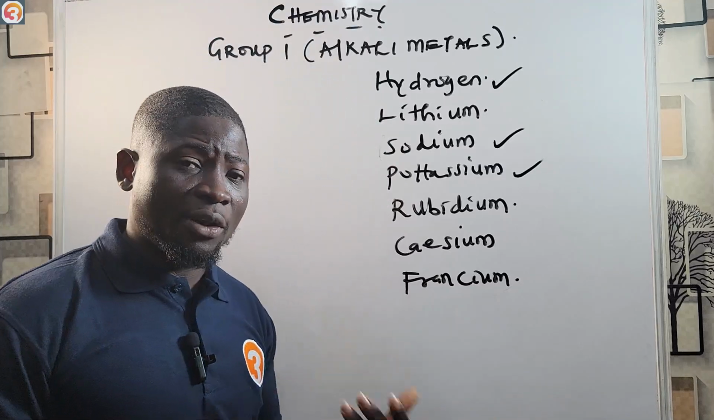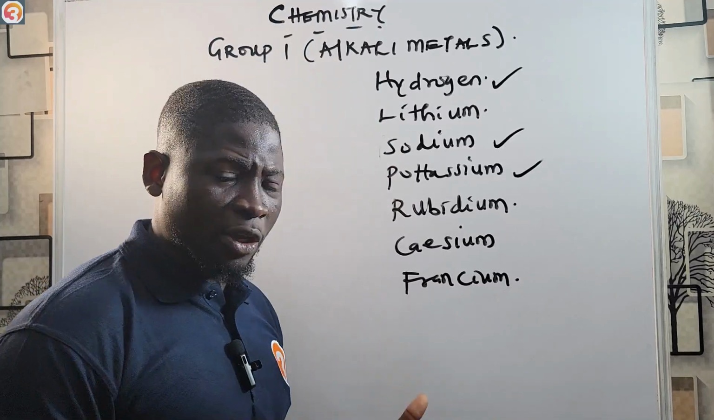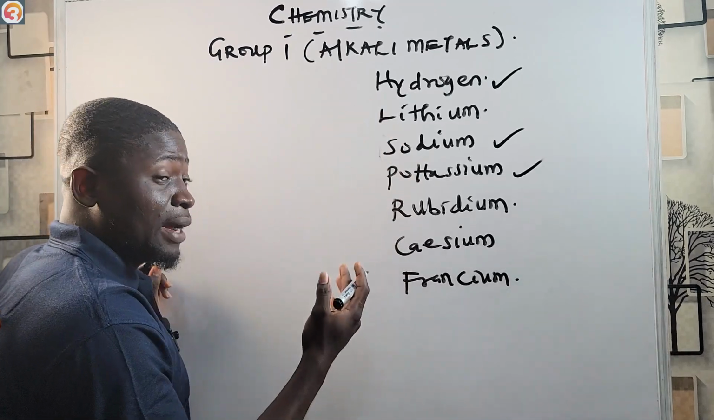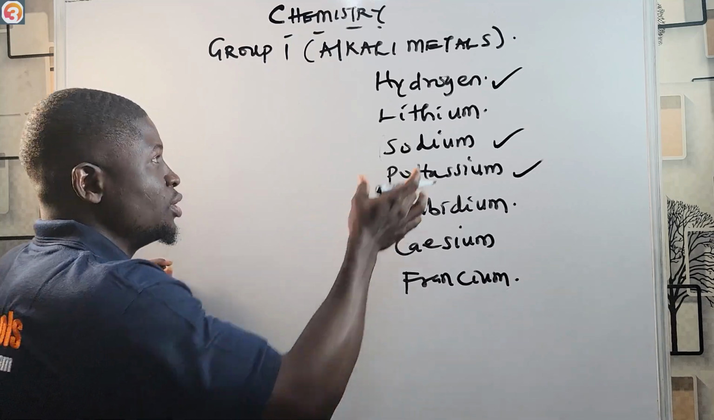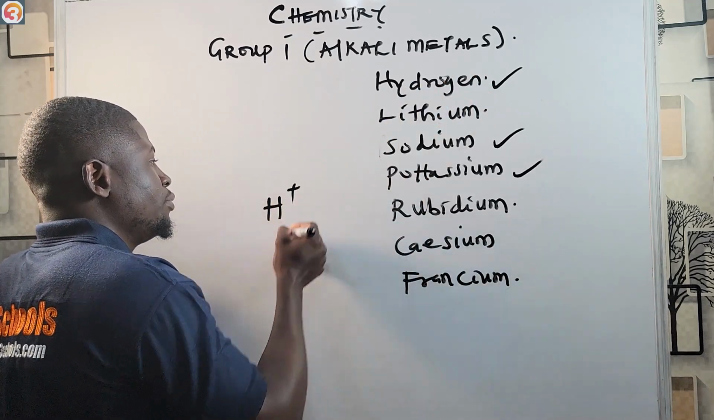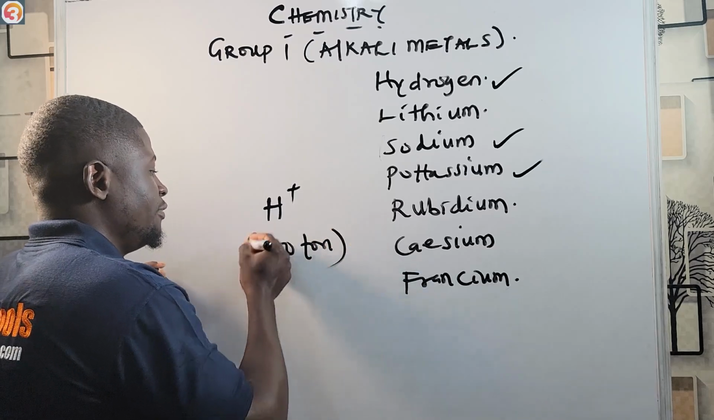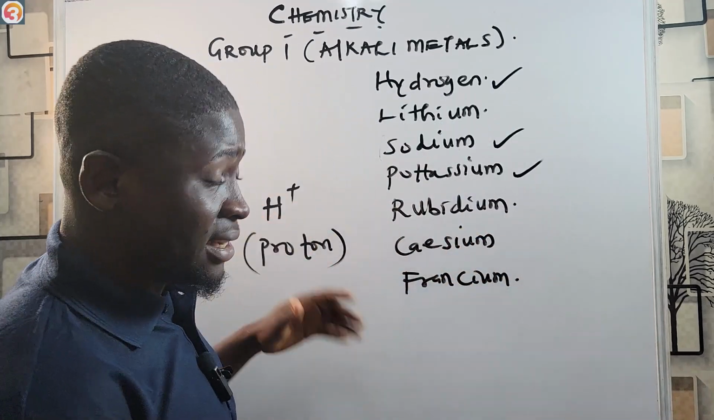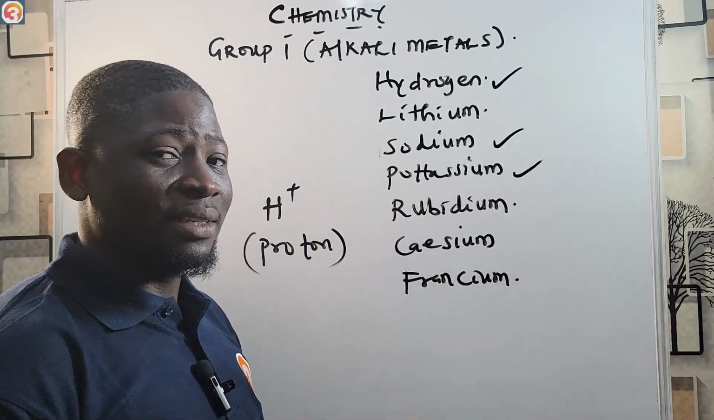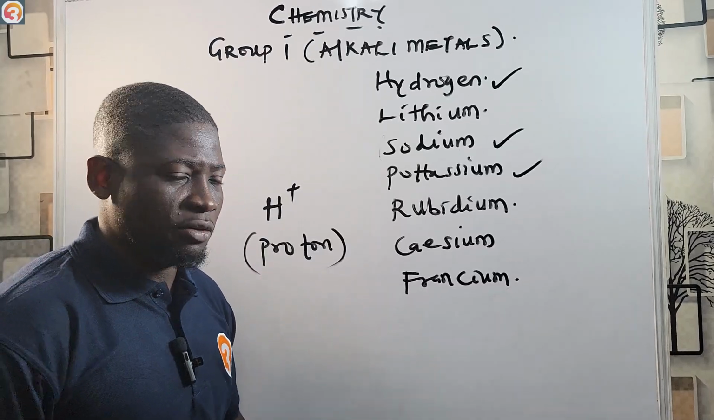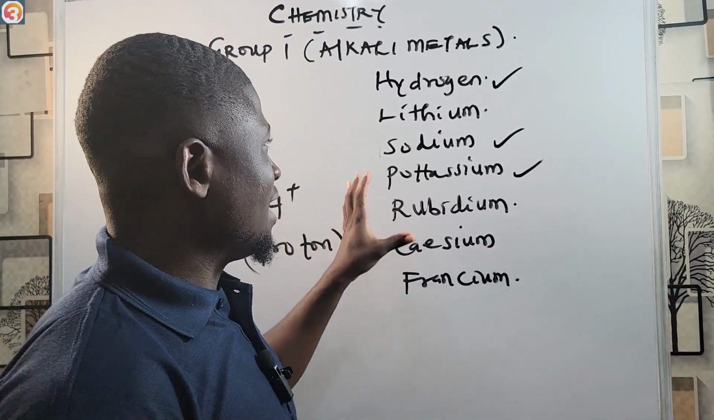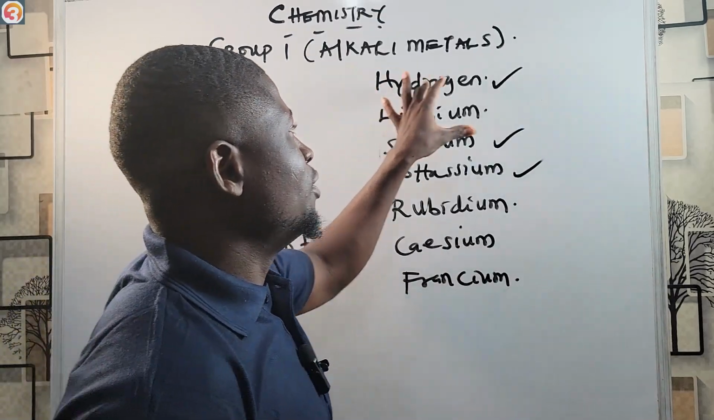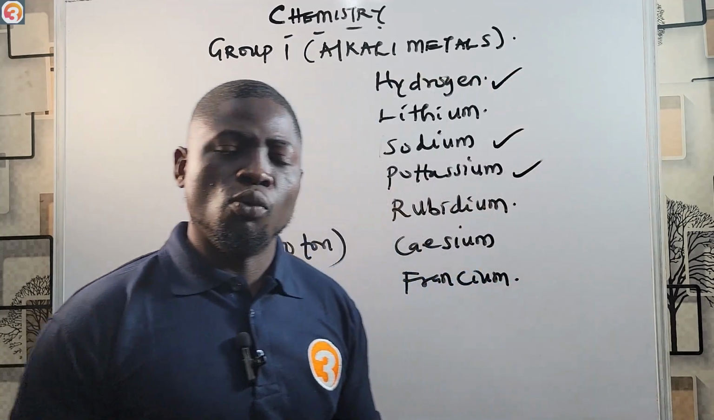Right, I told you what ionization means: loss of an electron by a metal atom to form an ion is called ionization. So hydrogen can easily form the hydrogen proton, the one we call proton. If you have been watching our previous episodes, we talked about the proton mostly. In fact, when we did our study on acids, bases and salts, we talked a lot about the proton, the hydrogen ion. It can easily lose an electron to form an ion. That is why hydrogen is placed here in group one.